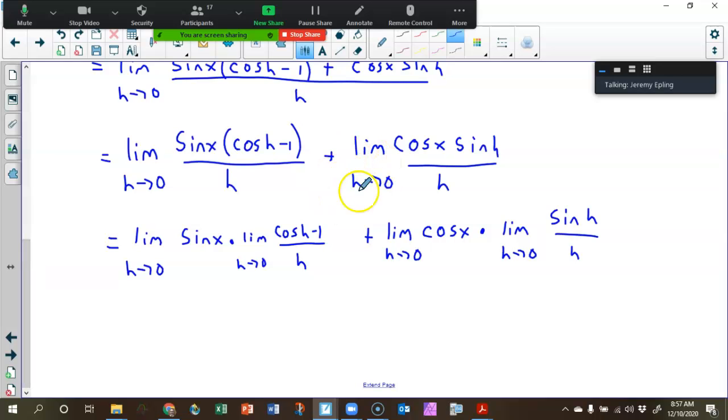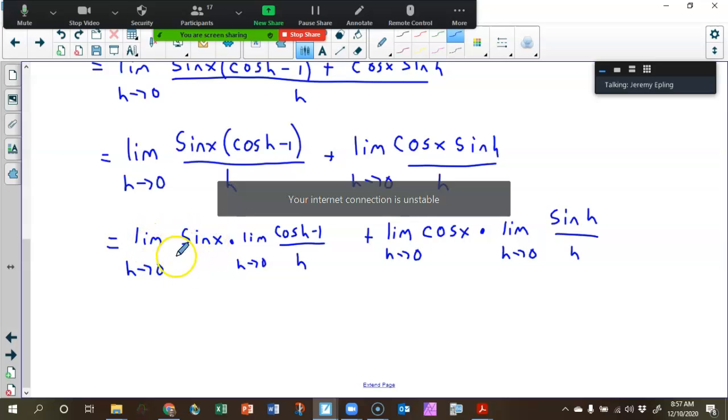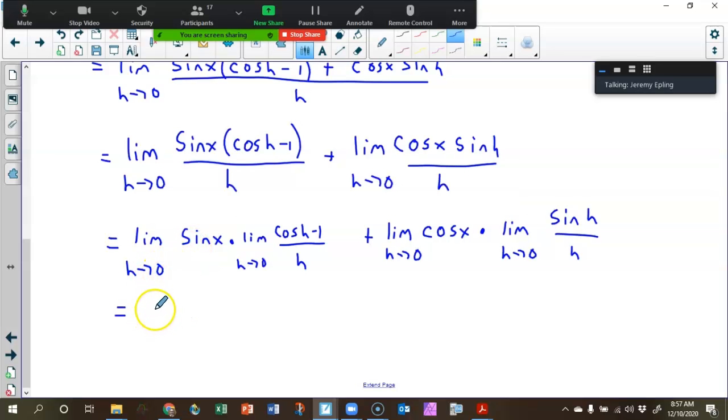Now, I have three limits here in this group. I know exactly how to evaluate two of them. I know what the limit as h approaches 0 of sine of x is. Sine of x doesn't have any h's in it. H is not going to affect that. That's just sine of x. I'm not so sure about this piece, so we're going to come back to that in just a moment. The limit as h approaches 0 of cosine of x is just cosine of x. And the limit as h approaches 0 of sine of h over h is just 1.